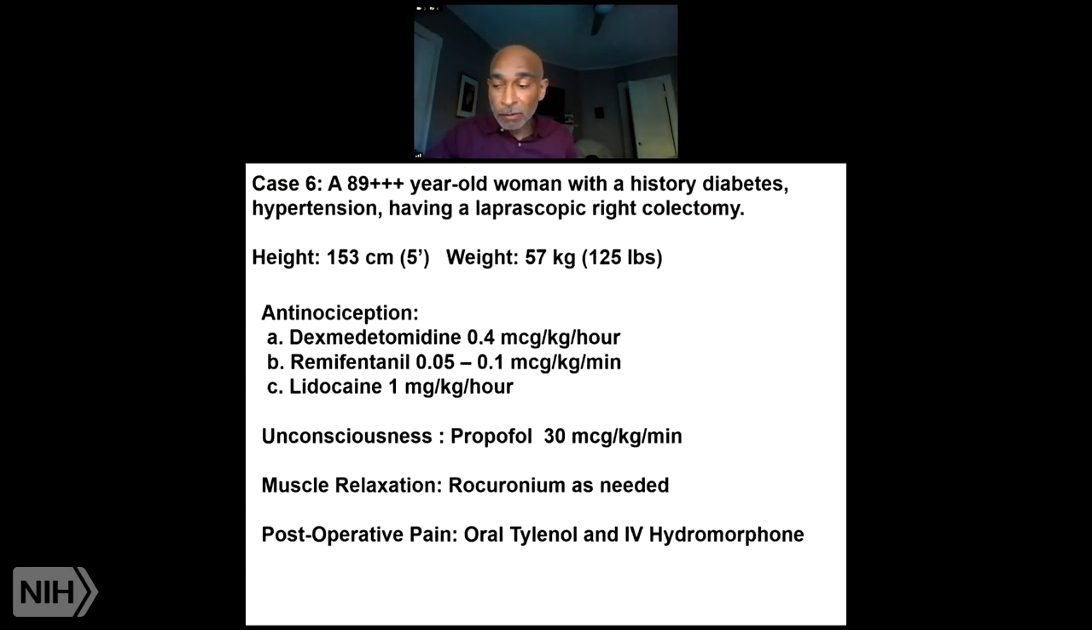So I'm just going to show you an example of this in a woman that we took care of about 2 years ago. She's 89 plus, and as you know, anytime someone's over 89 years of age, you can't say how old she was, but let's just say she was 89 plus, as it indicates here. She had a history of diabetes and high blood pressure, and she was coming for a laparoscopic right colectomy. She's about 5 feet tall. She weighs about 57 kilograms.